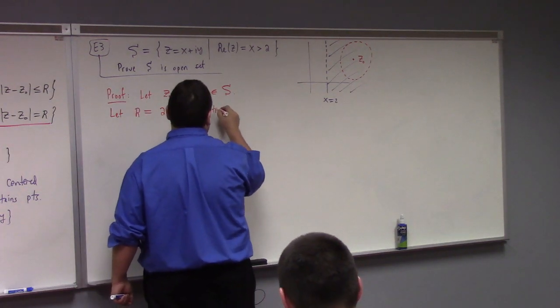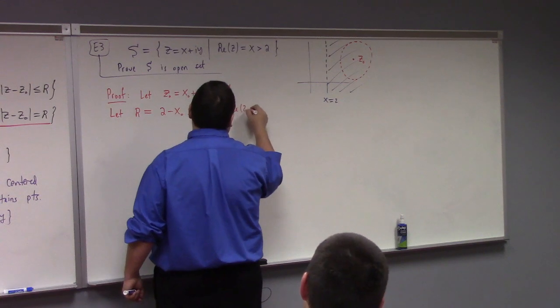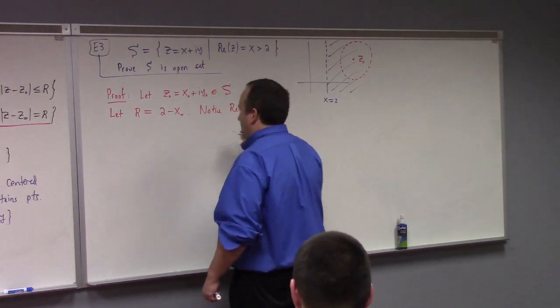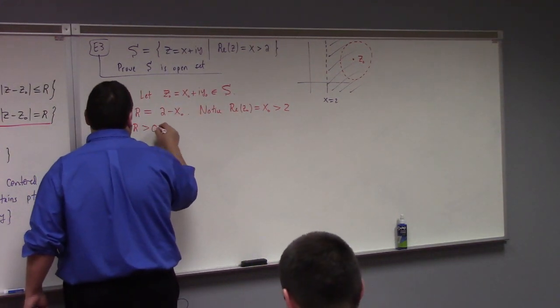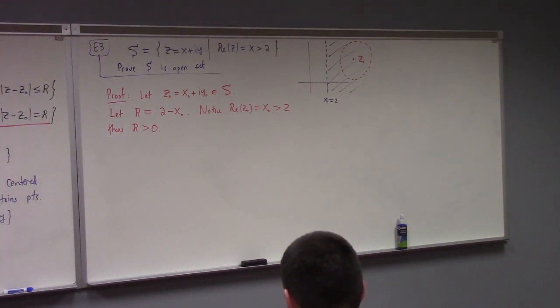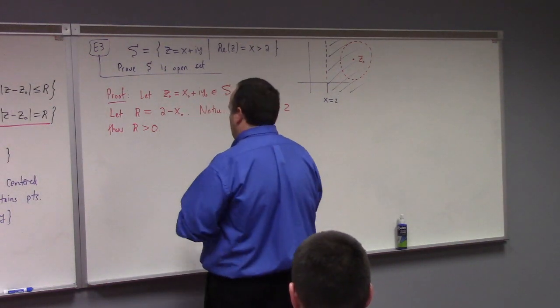Notice the real part of z naught is equal to x naught, which is greater than 2. Thus r is greater than 0. That's important. We need to know that the radius is positive. If your radius isn't positive, the rest of your proof is nonsense. Okay? It should be flipped, right? Oh man, what have I done? No. x naught minus 2, because x naught is greater than 2.